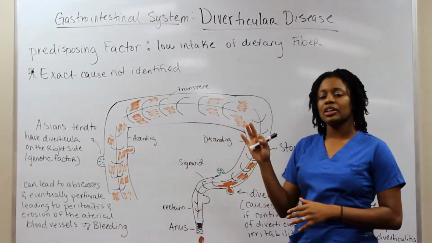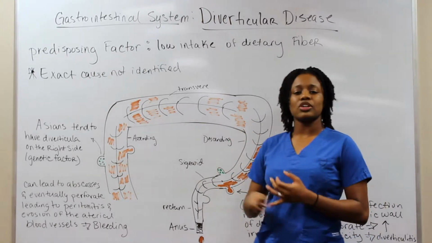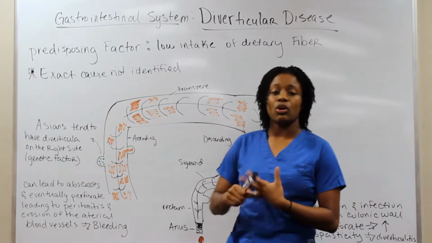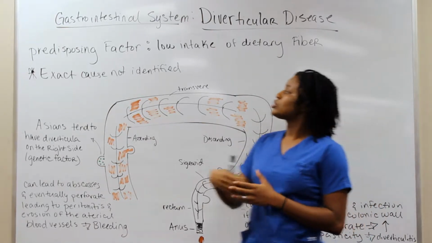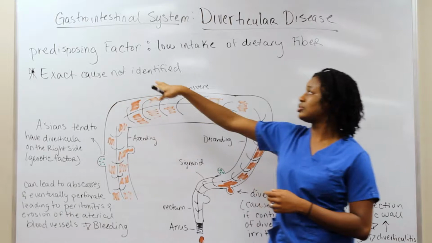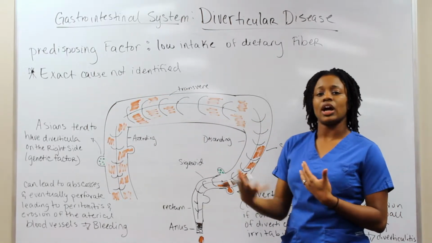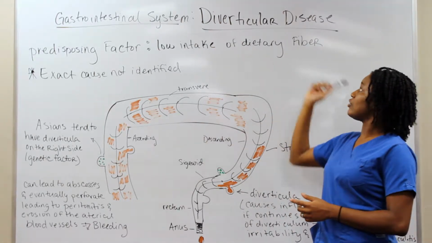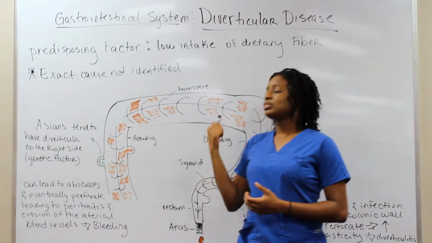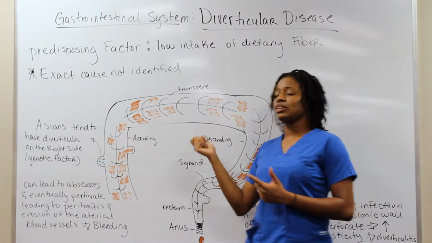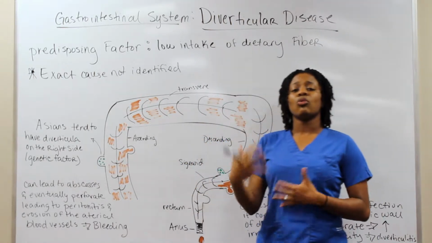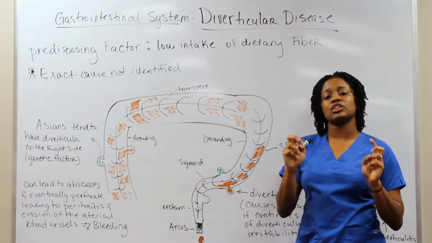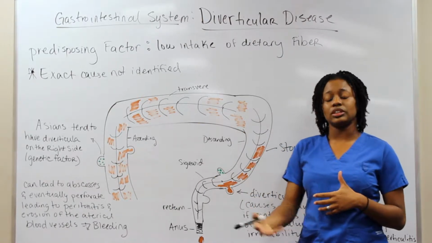Along with those three I spoke about earlier, the pressure, the decrease in the wall and the weakening of the wall, we also have another predisposing factor that can cause a person to have diverticular disease, and one of them may be a low intake of dietary fiber. You may say, what does fiber have to do with getting this disease? Well, remember what can cause pressure, because one of the main causes was the pressure.